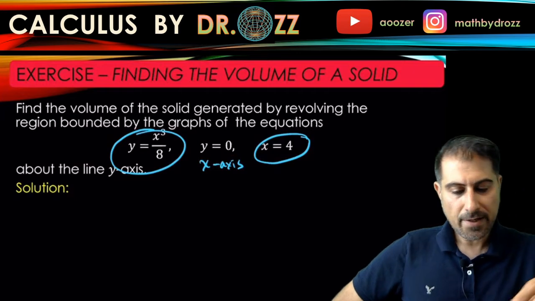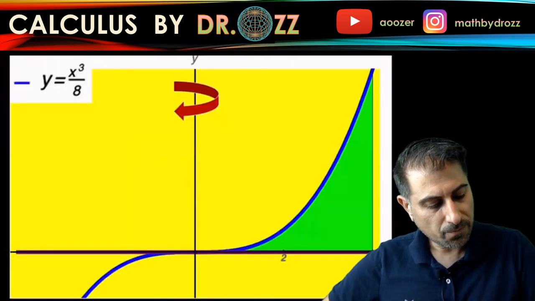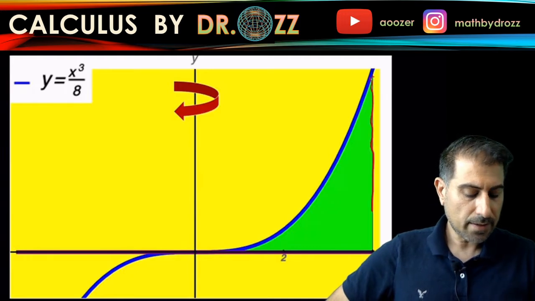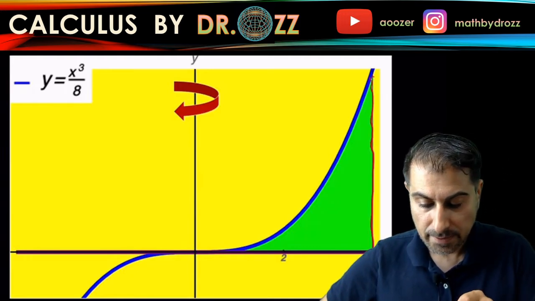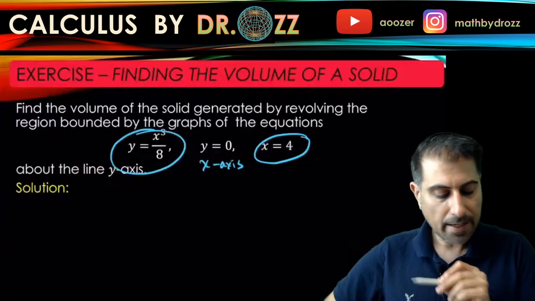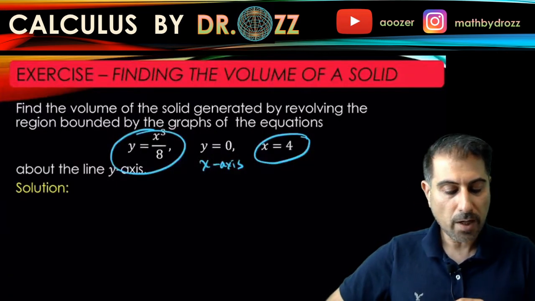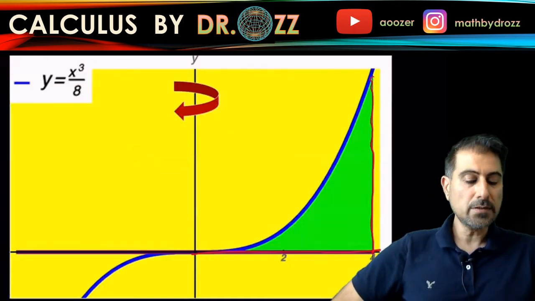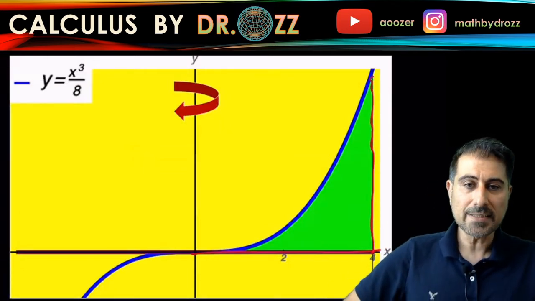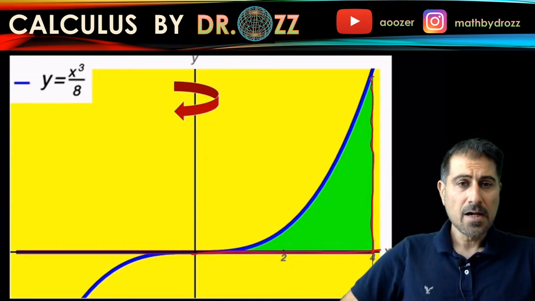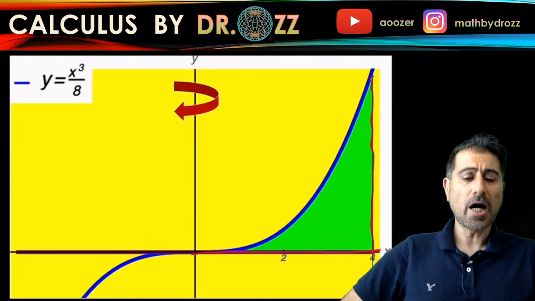Here we go. I have the x equals 4 vertical line here. I have the x-axis, which was the second thing in the list. And I have the curve y equals x cubed over 8. So we have the green region, and we're going to revolve this around the y-axis. And we're going to use the washer method.